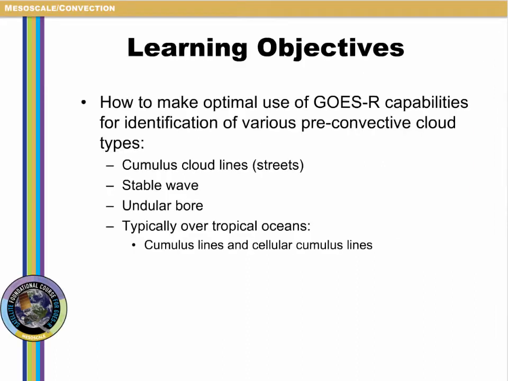The learning objectives for this module center around making optimal use of GOES-R capabilities for identification of various pre-convective cloud types. We'll discuss cumulus cloud lines, or streets, stable wave clouds, and the undular bore. The next category of clouds we will discuss are typically thought of as over tropical oceans and include cumulus lines, already mentioned, as well as cellular cumulus lines.